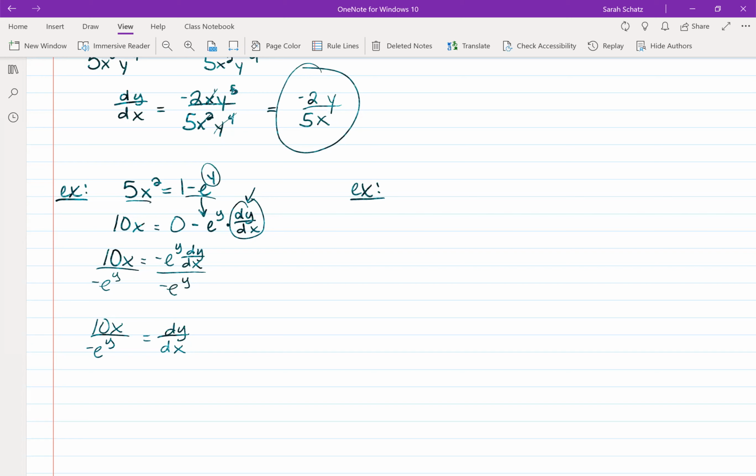Let's see, what do I want to do next? Ooh, let's do a natural log. That'd be fun. I want to do 3 natural log x equals 4 minus natural log y.